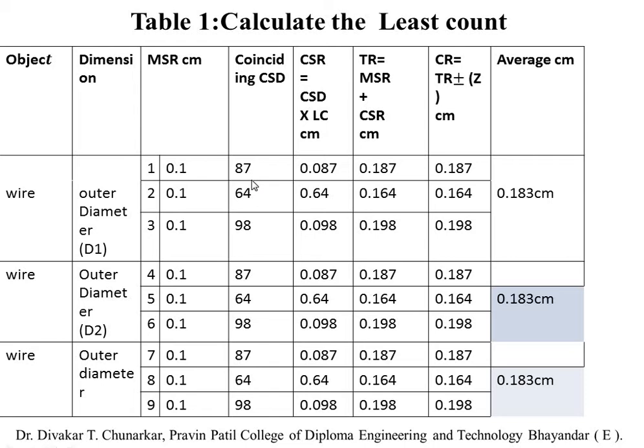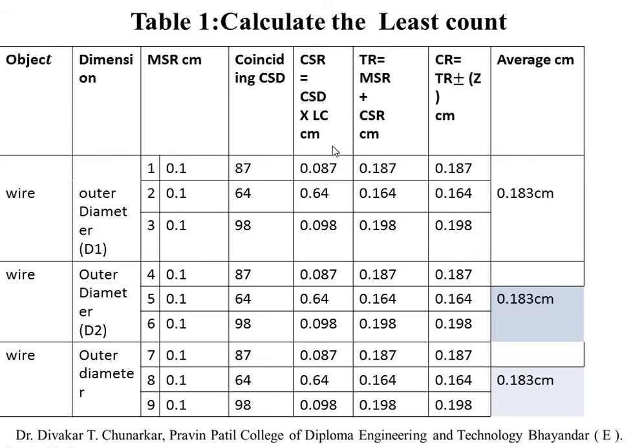Before that, we have to calculate the diameter of the given wire, because that resistance wire we have to use in the circuit. So first we have to find the diameter of the wire. This is a very thin wire, so the diameter of the wire is 0.183 centimeter. We will take 9 readings, each set containing 3. The first reading is 0.183, the second reading also 0.183 centimeter, and the third reading 0.183 centimeter.